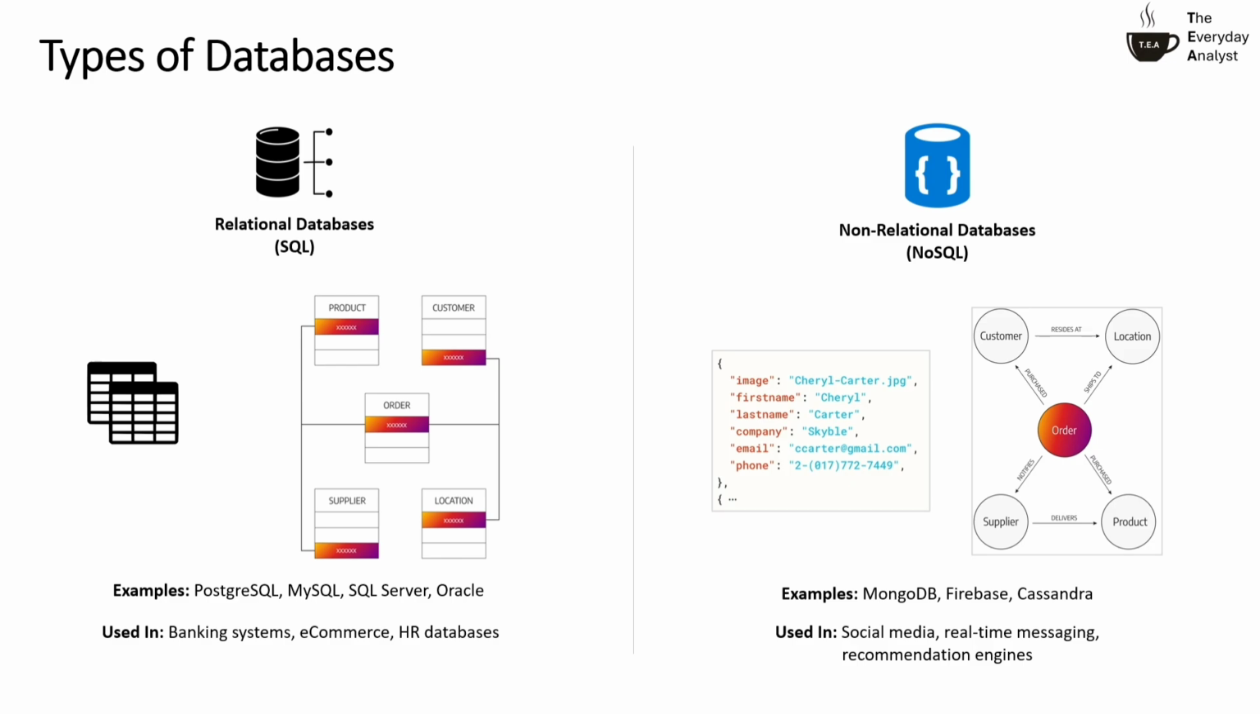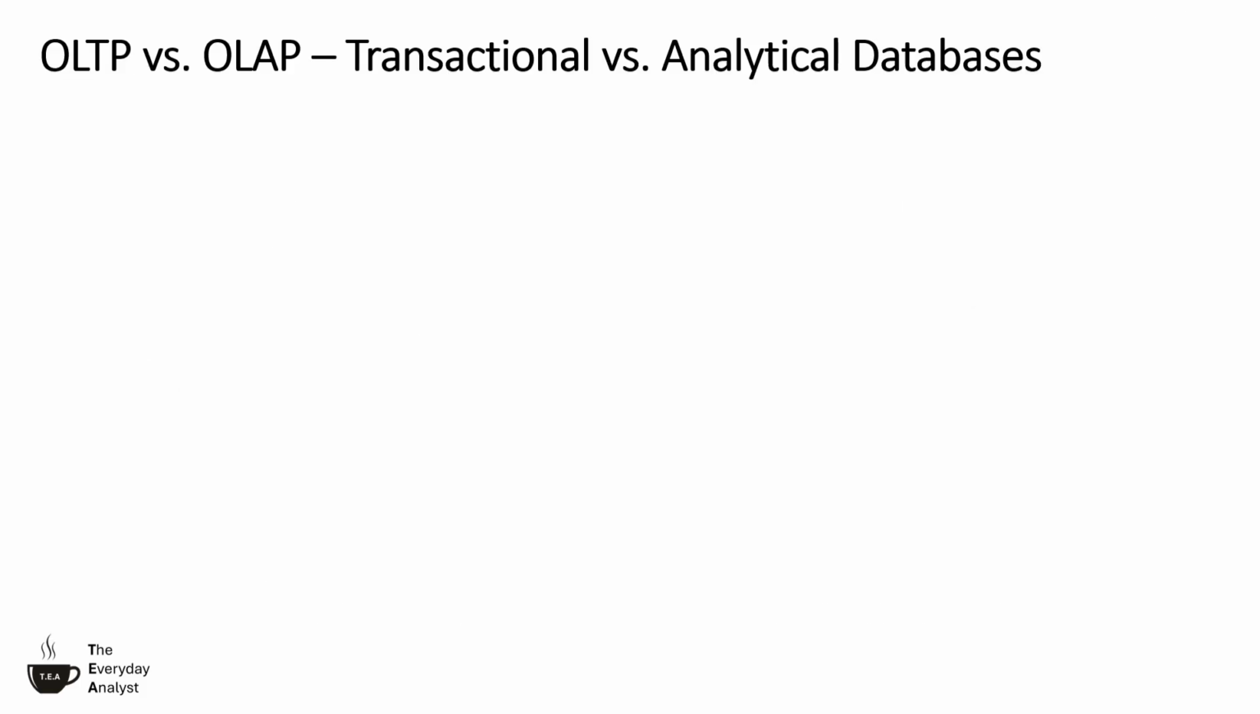But relational databases aren't just used in one way. They power everything from real-time banking transactions to large-scale business analytics. That's where the difference between OLTP and OLAP comes in. Now, databases can serve different purposes, and you might hear two common terms: OLTP, that is online transaction processing, and OLAP, that is online analytical processing.